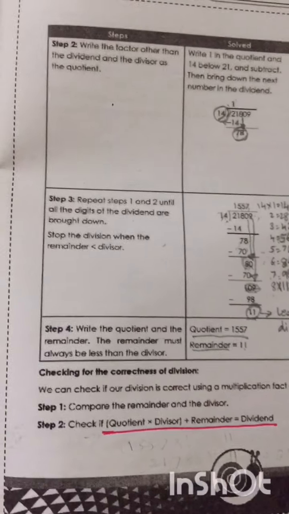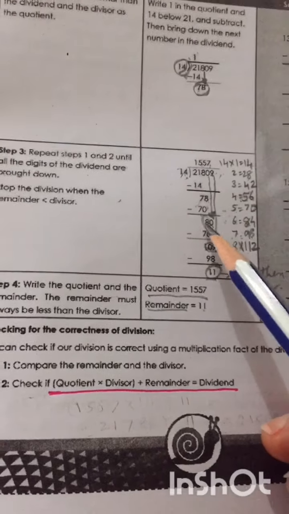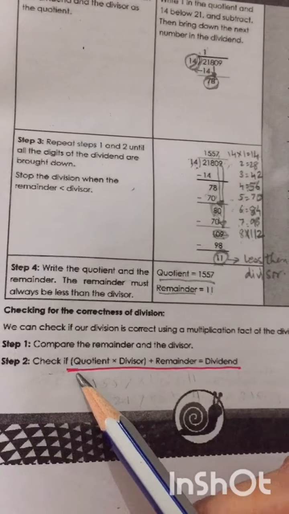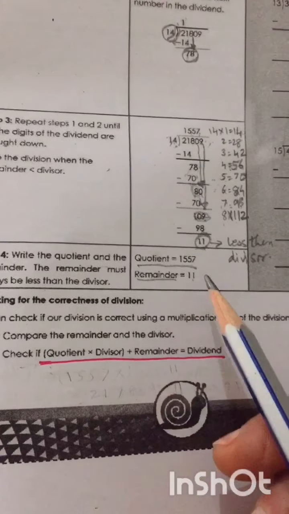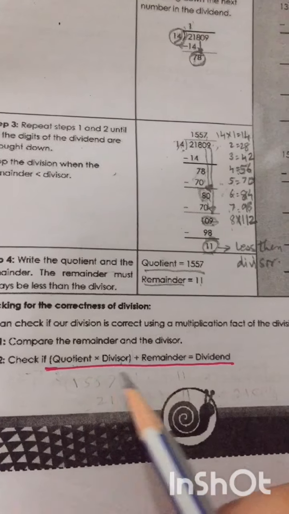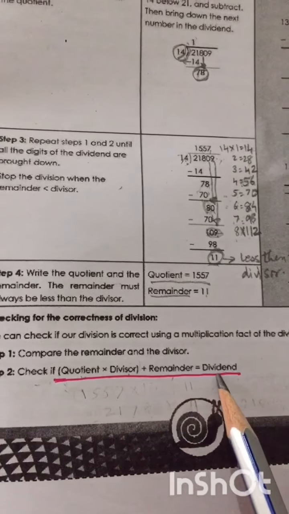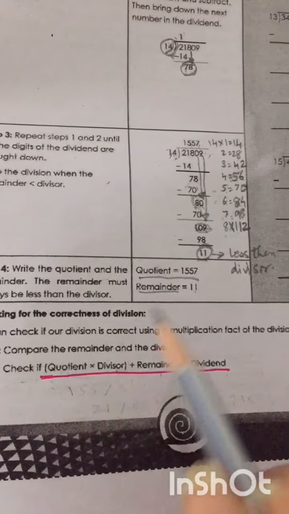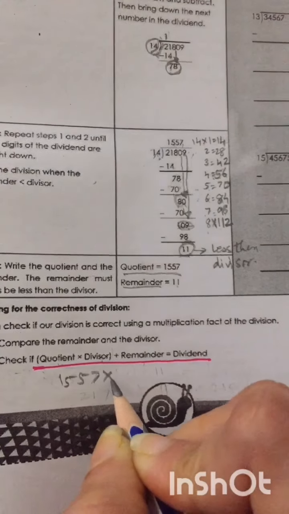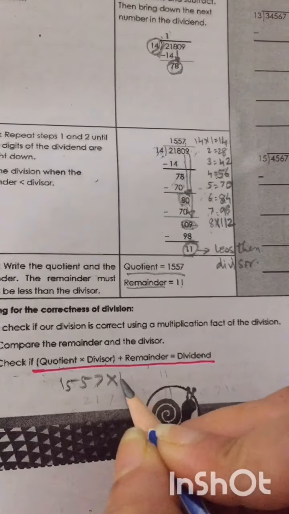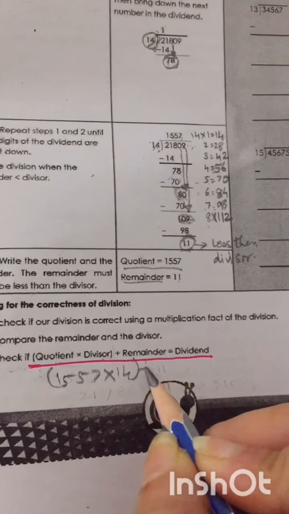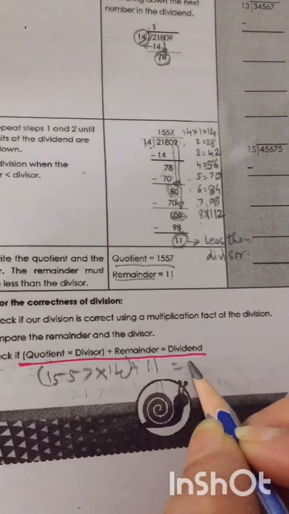Now how you can check whether your sum is correct or not? So there are two methods. There is one formula with this. You can check whether your division is correct or not. Now this is quotient into divisor in bracket plus remainder is equal to dividend. So now here if you see the quotient is 1557 into divisor is 14 plus remainder is 11.